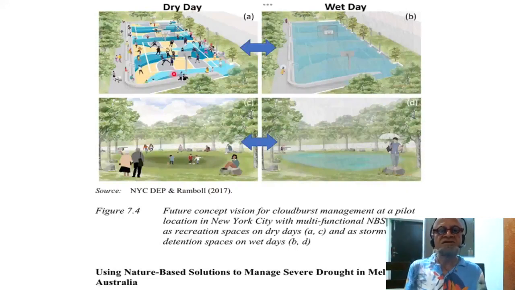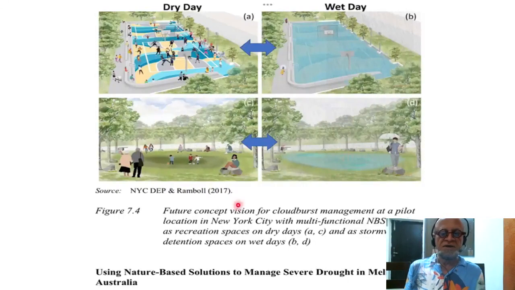So during dry days you can see there are games being played, shared space with greenery around. On wet days it becomes stormwater detention space, and you have similarly here a recreational area with kids and older people and singles and couples enjoying the green space, and on a wet day this will become a detention space.